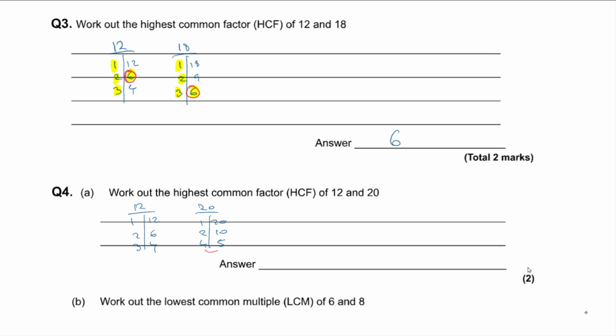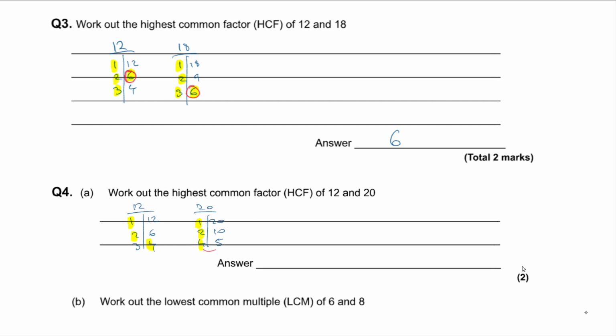So now we've got all the factors listed. I can see that we've got 1, 2 and 4 in common on both numbers. And so the highest common factor of those is going to be that 4 there then, isn't it? The 4. Okay, so 4.